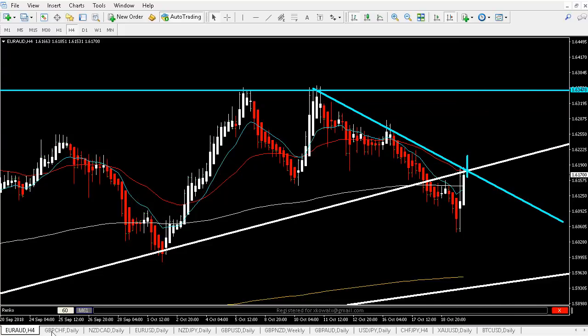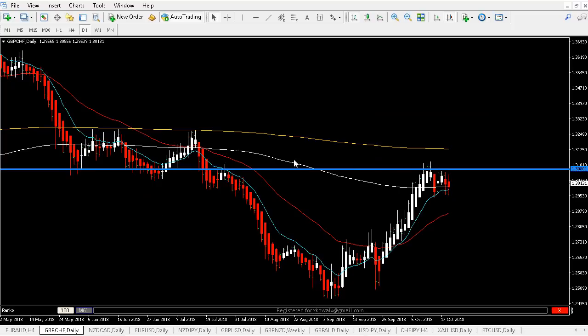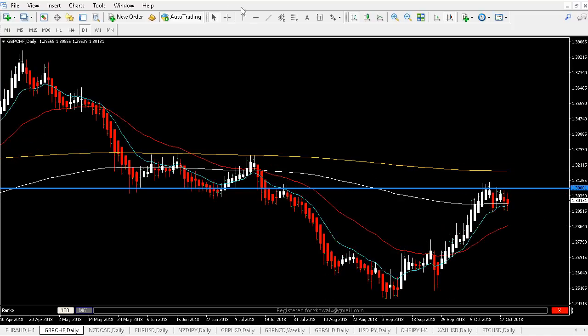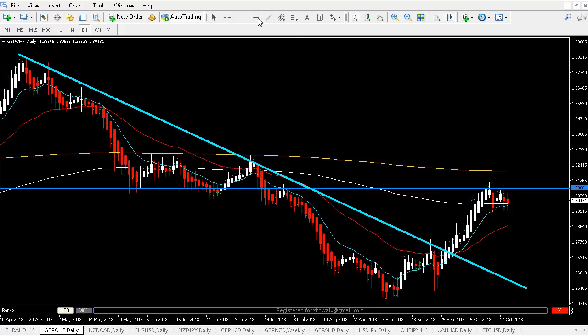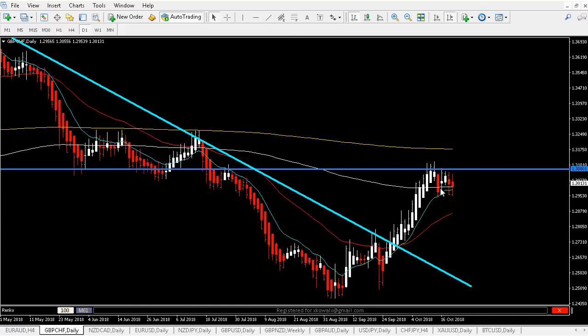Okay, GBP CHF, also trouble on the daily chart, major resistance. Remember in the past we can draw the line, it was like that. Horizontal resistance is still here. We have trouble in this area.